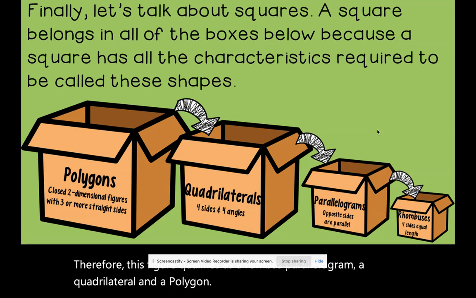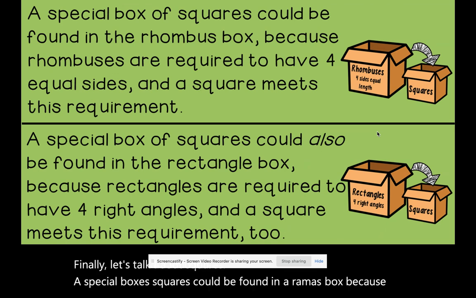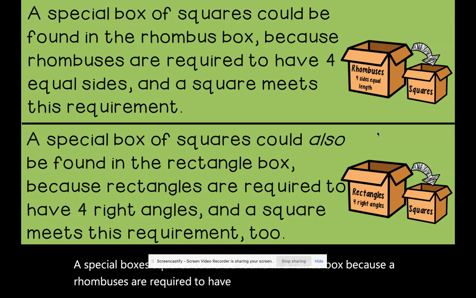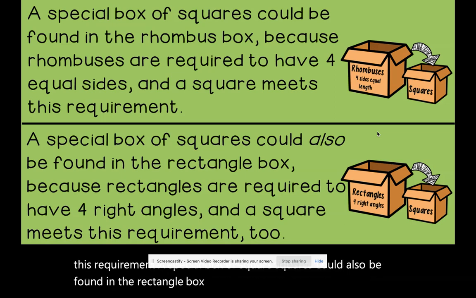Finally, let's talk about squares. A special box of squares could be found in a rhombus box because rhombuses are required to have 4 equal sides, and a square meets this requirement. A special box of squares could also be found in the rectangle box because rectangles are required to have 4 right angles, and a square meets this requirement too.